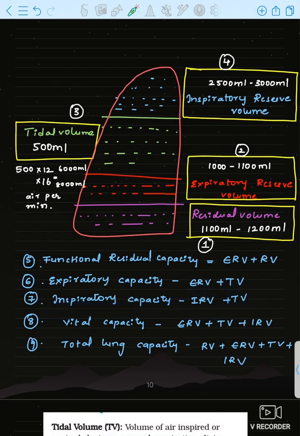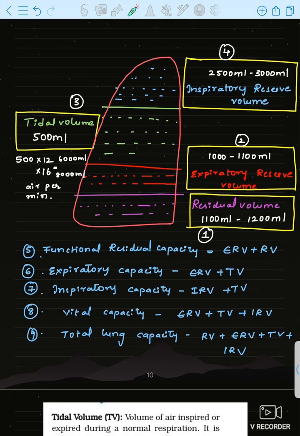In the similar way, expiratory capacity. Expiratory capacity means what? Total volume of air expired both by tidal volume, normal expiration, and after forceful expiration. Means tidal volume plus expiratory reserve volume, that is known as expiratory capacity. I think you are clear about the functional residual capacity, inspiratory capacity and expiratory capacity. Now, what is vital capacity?